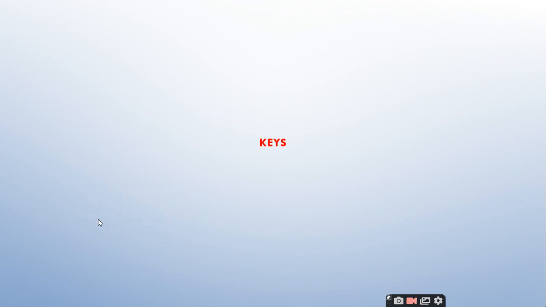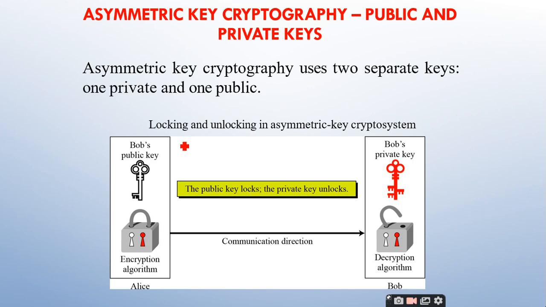Coming to the keys, how many keys are required for asymmetric key cryptography? 2 keys. One key is named public and the other key is named private. Are you able to see the screen diagram?